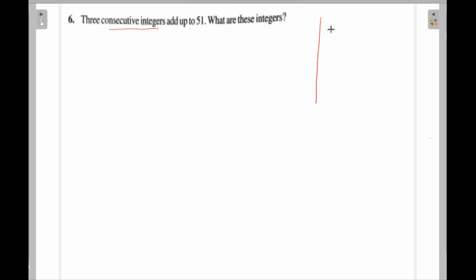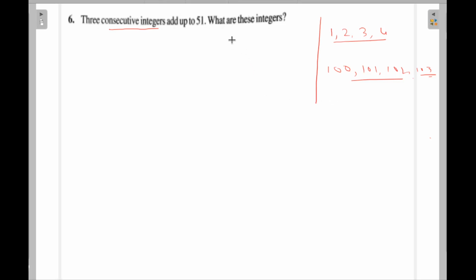That means if we take the first number 1, then the consecutive integers are like this: 1, 2, 3, 4. If we take, say, 100, the next numbers will be 101, 102, 103, like this. There will be no gapping between two numbers, one after another.